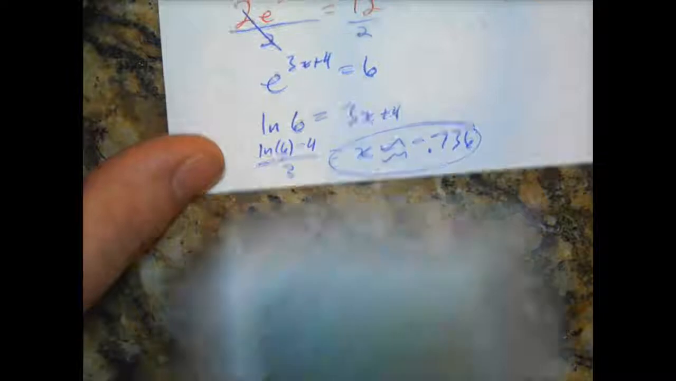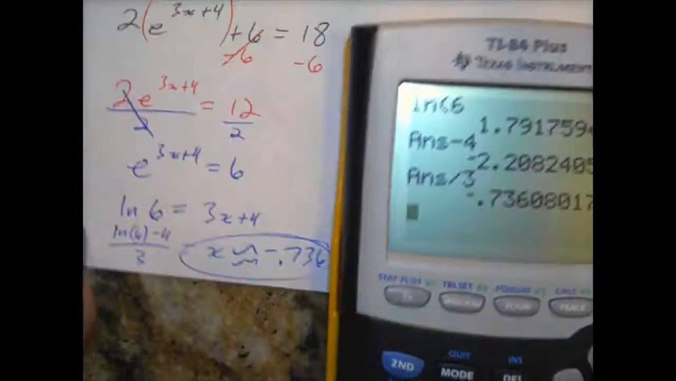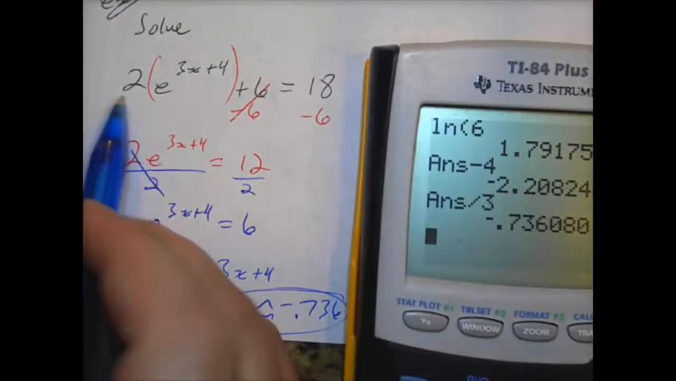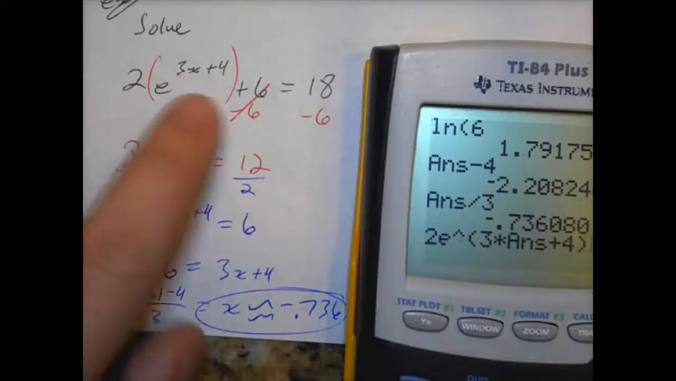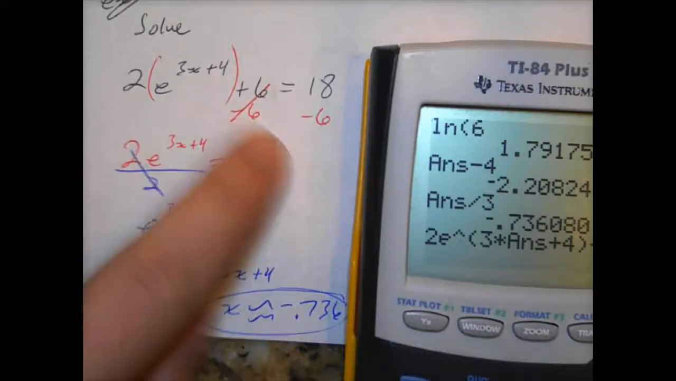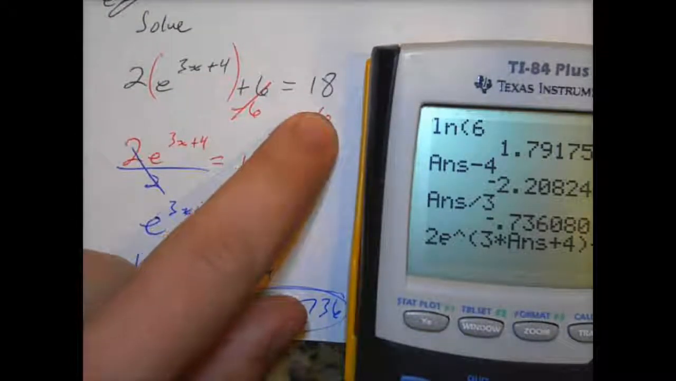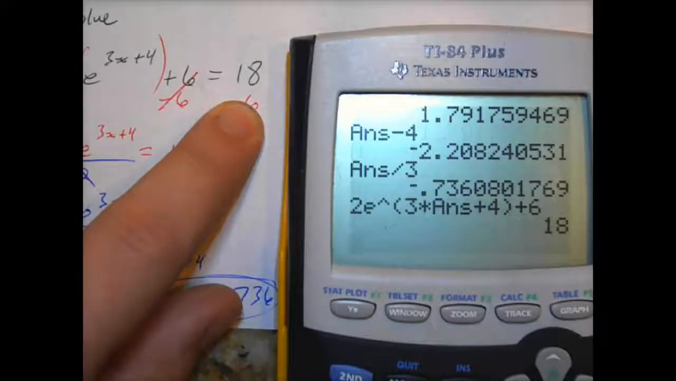And you can always check your solutions. Like, we know that 2 times e to the 3 times that number, so 2 e to the 3 times our answer, plus 4, and then plus 6. This is supposed to equal 18. So, does it? Hey, it does!